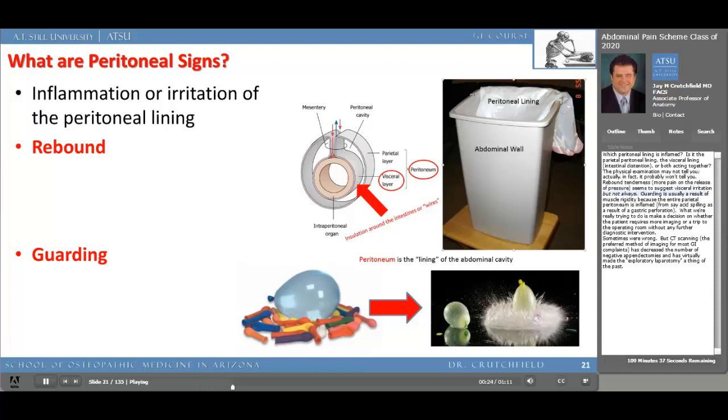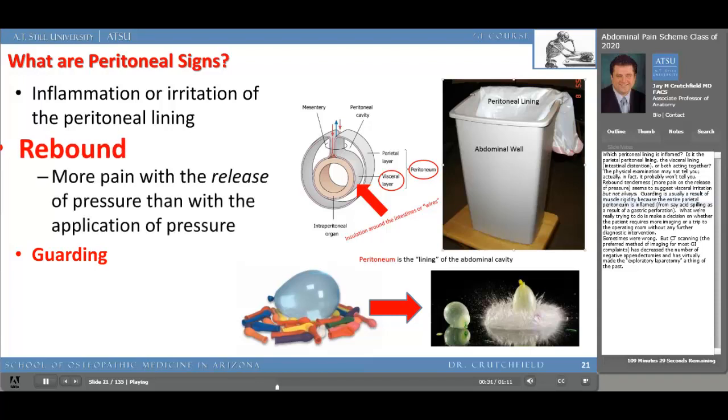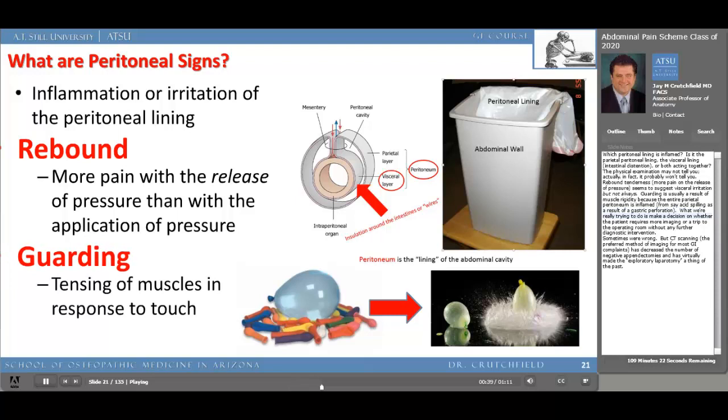Guarding is usually a result of muscle rigidity because the entire parietal peritoneum is inflamed, say from acid spilling as the result of a gastric perforation. So what we're really trying to do is make a decision on whether the patient requires more imaging or a trip to the operating room without any further diagnostic intervention. Sometimes we're wrong, but CT scanning, the preferred method of imaging for most GI complaints, has decreased the number of negative appendectomies and has virtually made the old-fashioned exploratory laparotomy a thing of the past.